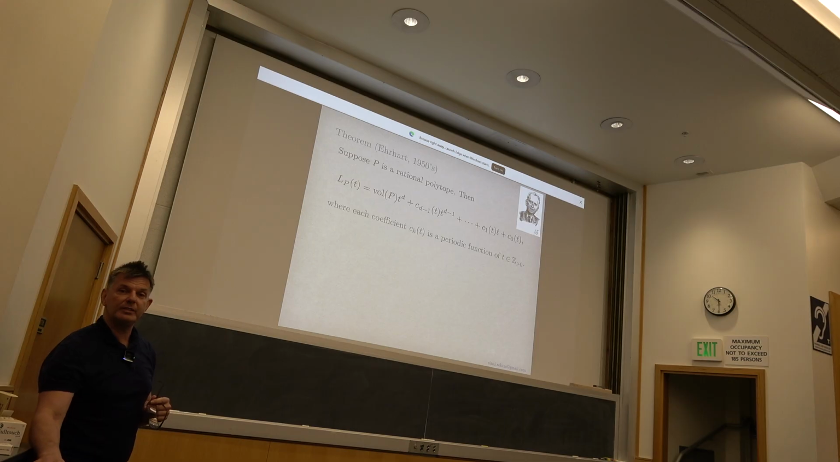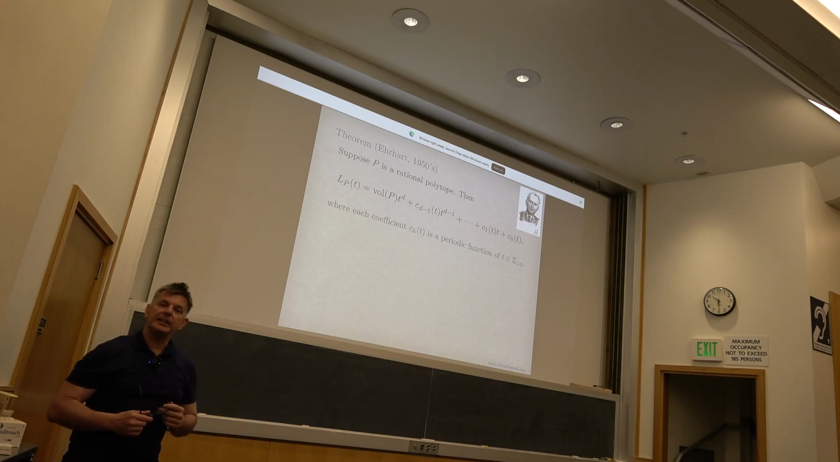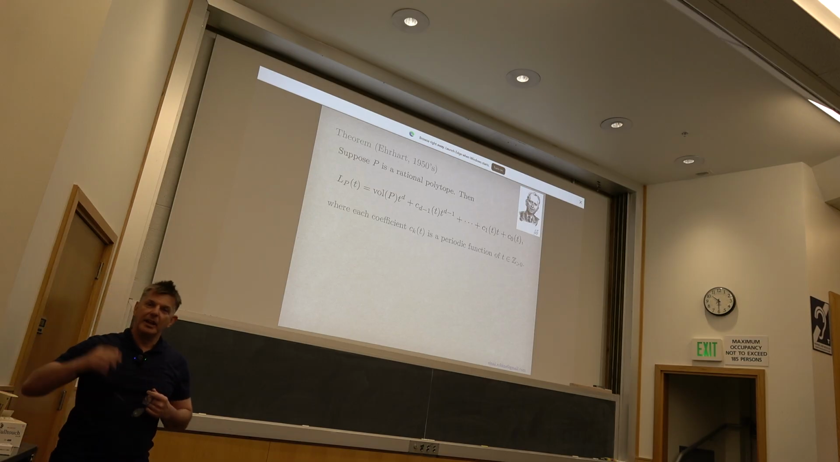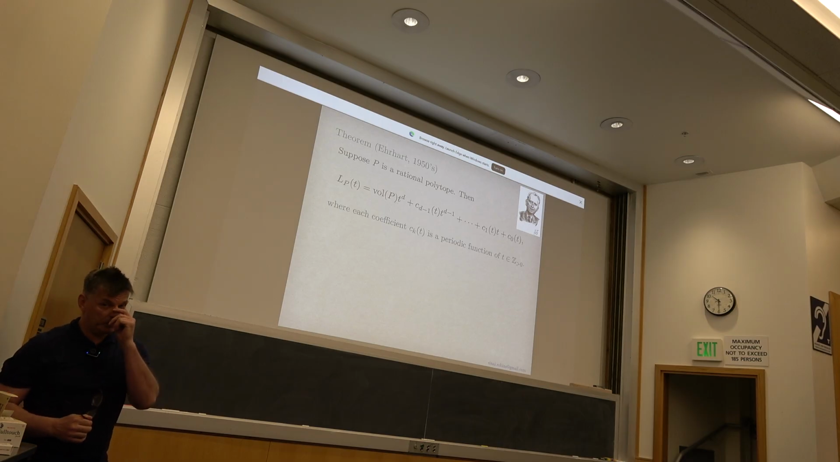Okay, so far so good. But the periods are going to be different for different cases? Yes, for different polytopes, you mean, or? No, the coefficients are periodic. Different periods, right. So, yeah, that's right. So they have different periods.